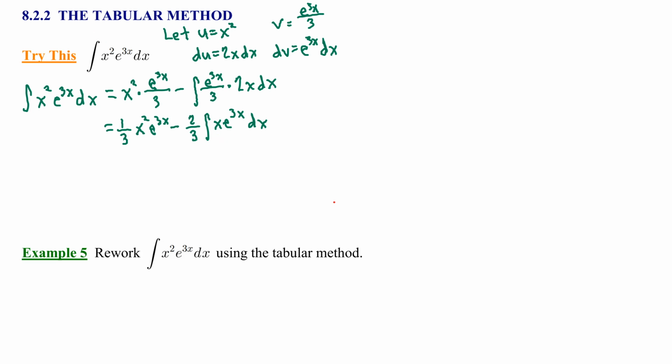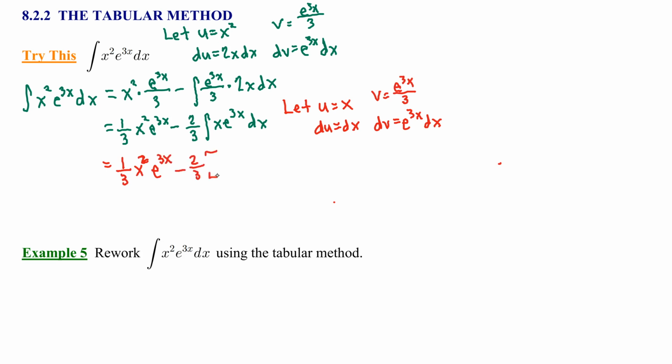So let's try this again. Looking at this new integral, I'm going to let u represent the power function so that du is dx and dv will be the exponential part, e to the 3x dx. When we integrate both sides, again, we're going to get e to the 3x over 3. So applying this second round of integration by parts, we're going to copy down this original expression minus 2/3 times, now we're going to apply our integration by parts formula.